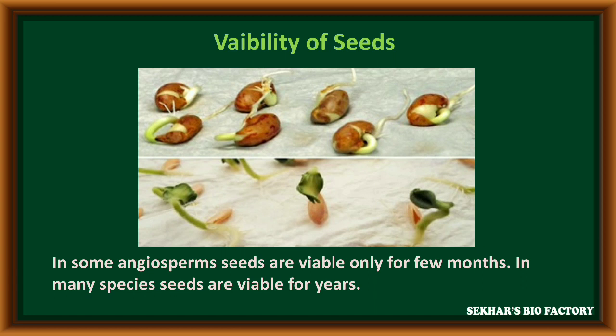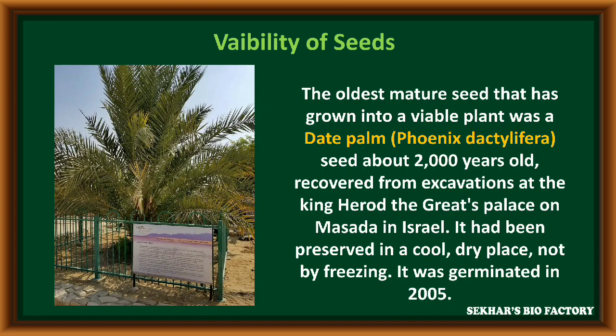In some angiosperms, seeds are viable for only a few months, but in most species, seeds are viable for years. The oldest matured seed that has grown into a viable plant is the date palm, whose scientific name is Phoenix dactylifera. The seeds, about 2000 years old, were recovered from excavation at King Herod the Great's Palace on Masada in Israel. They had been preserved in cool and dry places, not by freezing. Such oldest seeds, with 2000 years of dormancy, germinated in 2005. Now it has become this date palm plant.